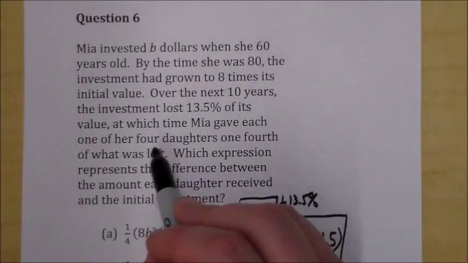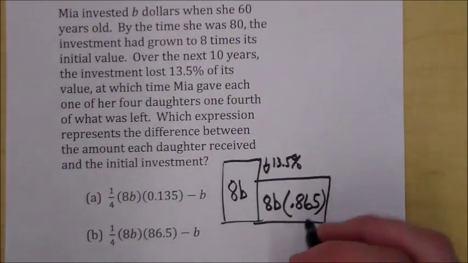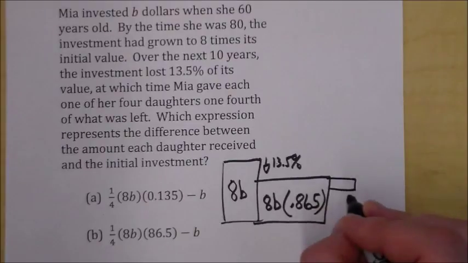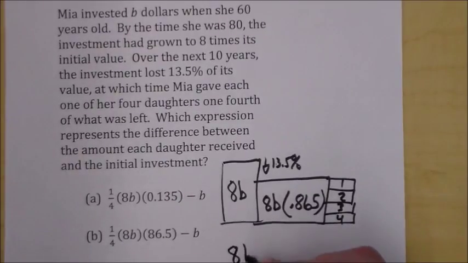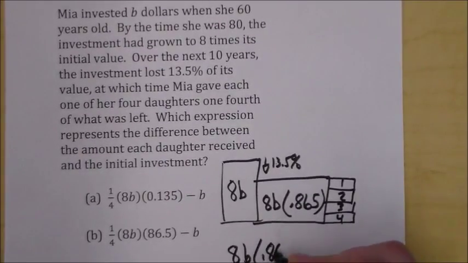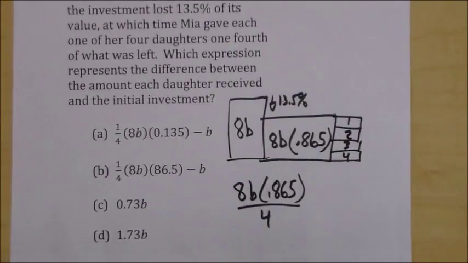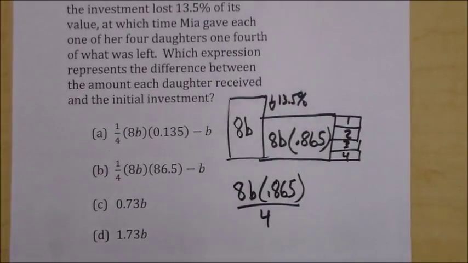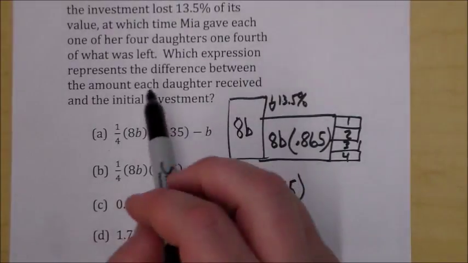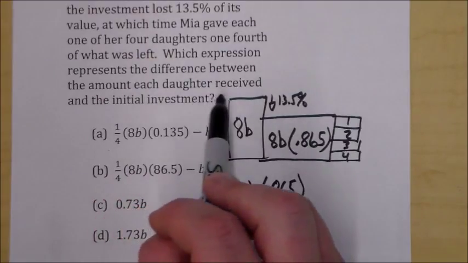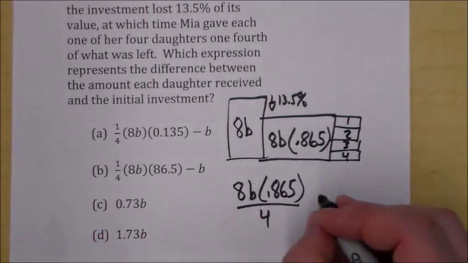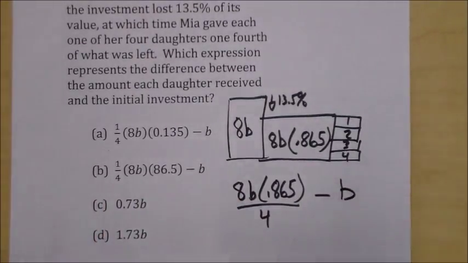Oh, wait, we have to divide that into fourths. Because at that time each daughter gets a fourth, so we want to have 8B times 0.865 divided by 4. That's as much as each daughter gets, and the question says which expression represents the difference between the amount each daughter received and the initial investment. So the initial investment again was B.